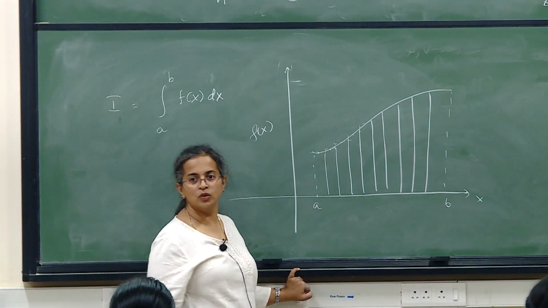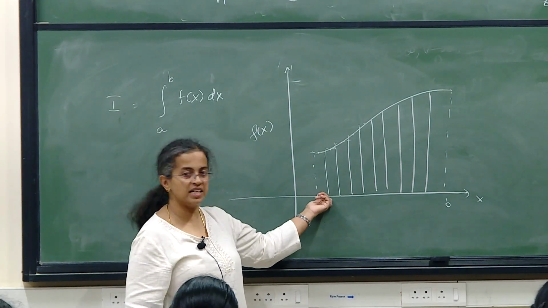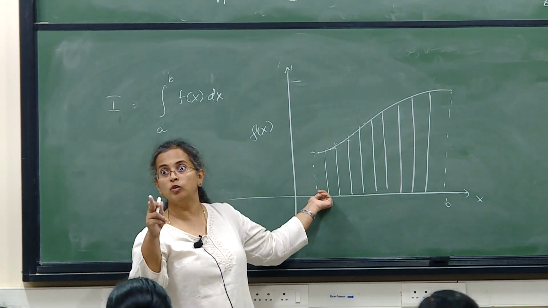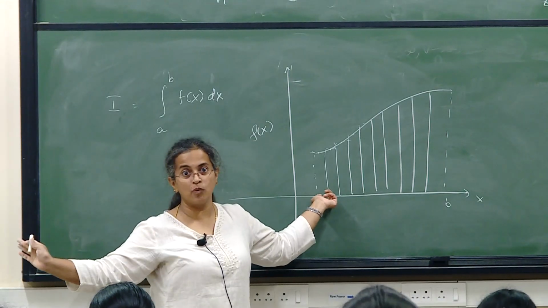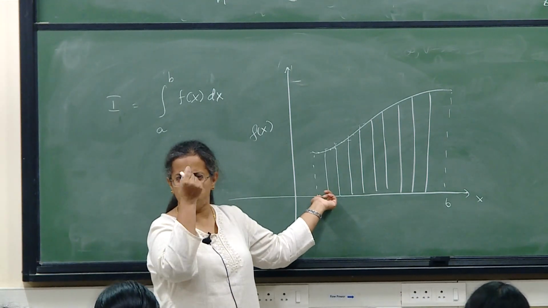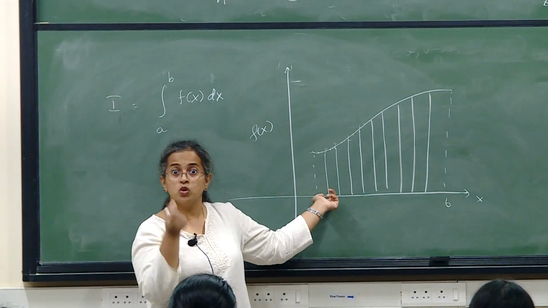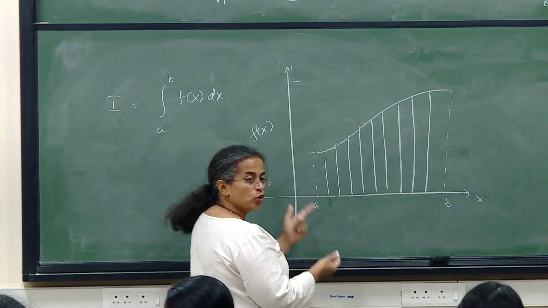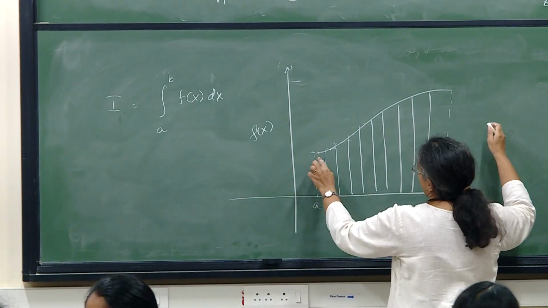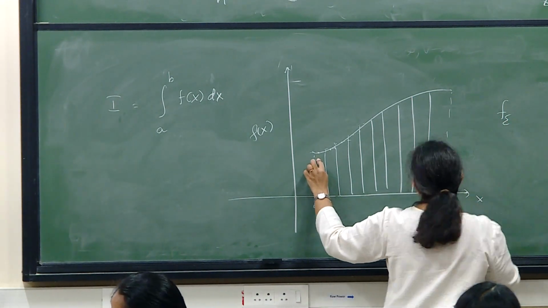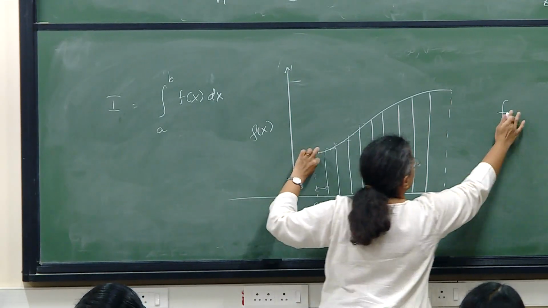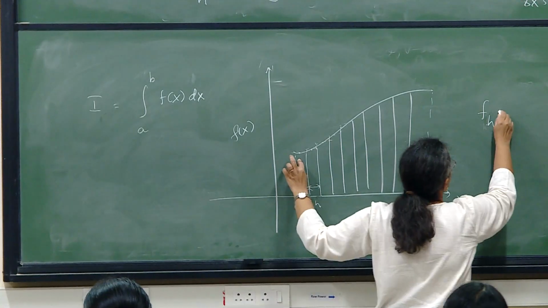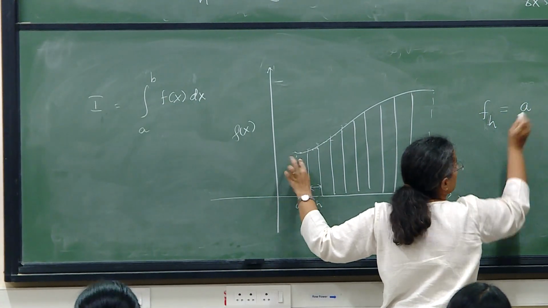Immediately by just looking at it, if I decrease the size of the interval, which means increase n, the number of points, I will do better. That's exactly like what you saw with the derivative. There is one parameter which you can vary to improve your algorithm. But I can also do better. I can approximate f of x in small intervals. Let me call it f of h, because this interval is h, and I can say it is a constant a.